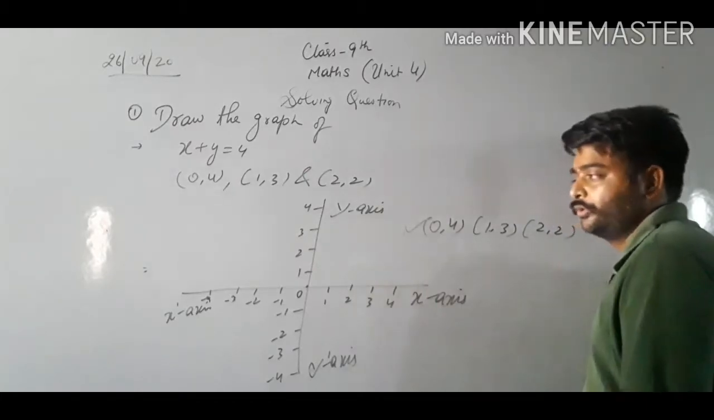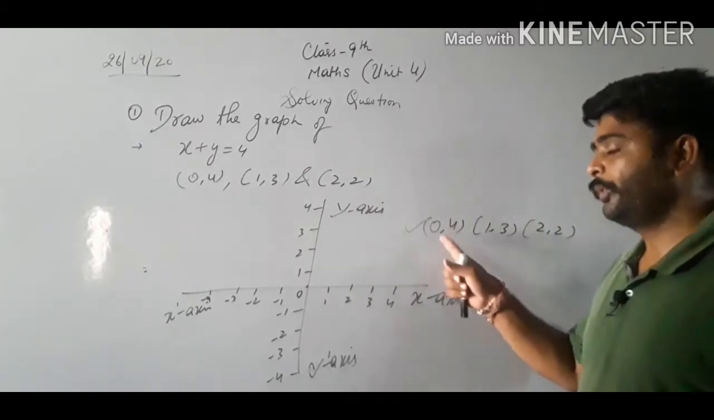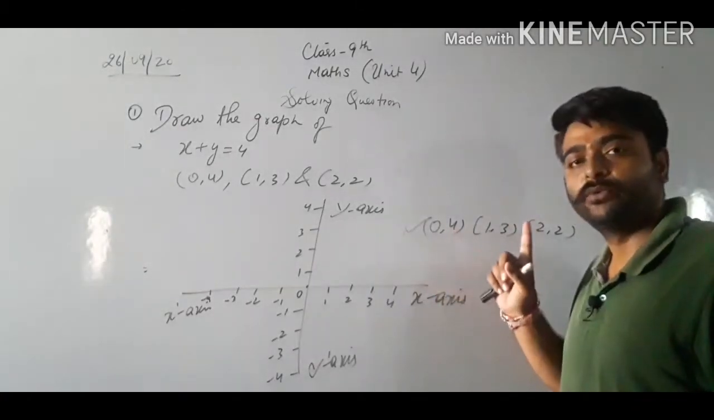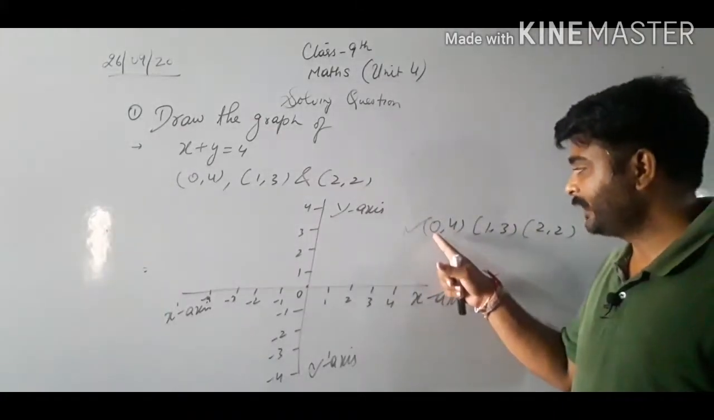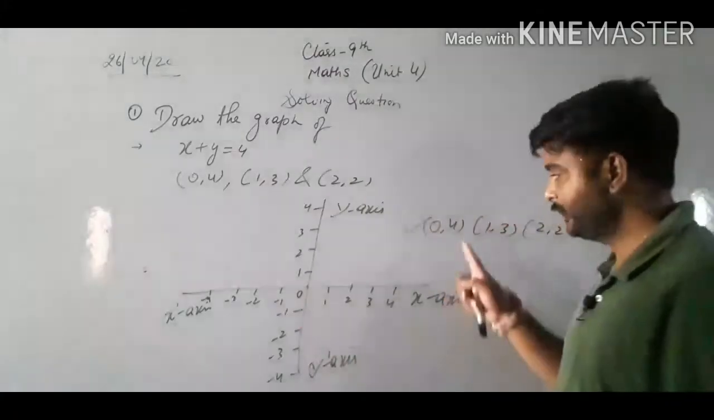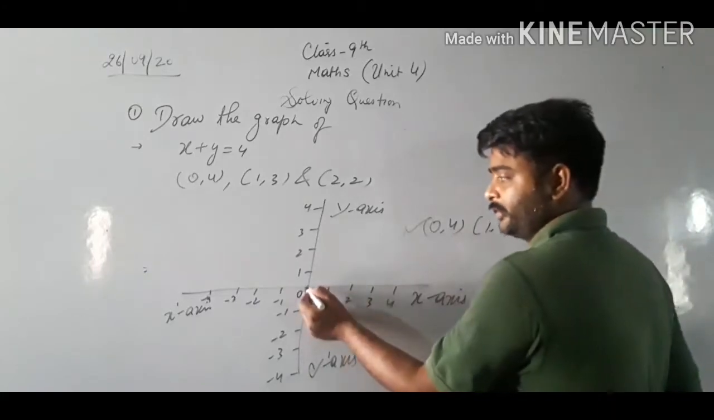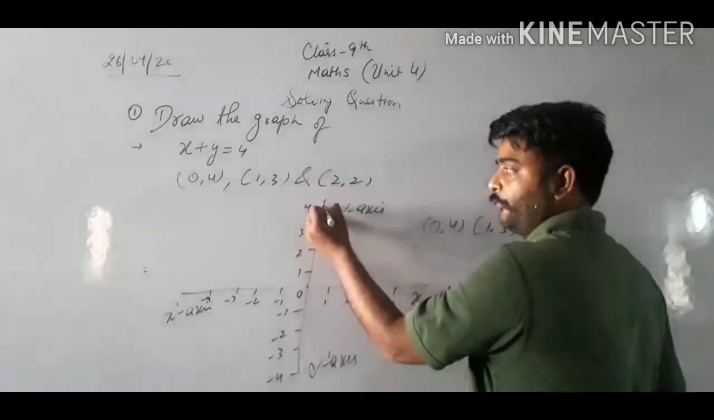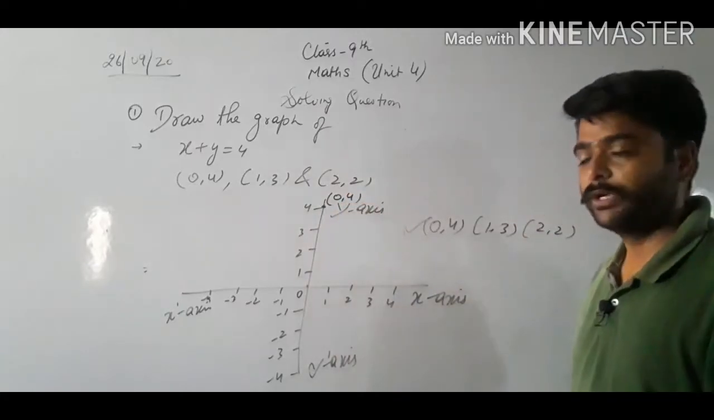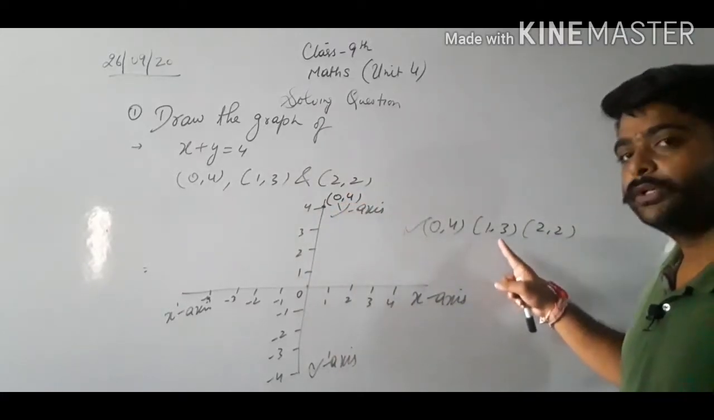Now class, what's the solution? Solution is (0, 4). What is this? 0 is the x and 4 is the y. So class, what is that x? It's at 0. What is y? 4. So from 0 we go up to 4. So its coordinate is (0, 4). Any doubt class?